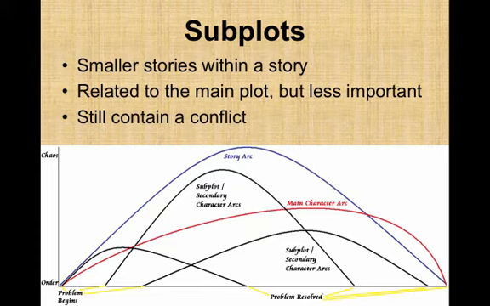So if you look at the graphic there at the bottom, the blue line is the main plot, the one that's labeled as story arc. All of the other black, red, yellow lines, those are all subplots. So they all have their own problems, and they're all going on approximately the same time as the main plot. You can see that a couple of them actually end early, which is fine. If a story has multiple problems, some of them are resolved before the main problem is resolved.